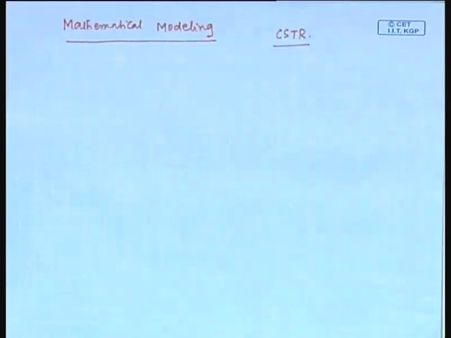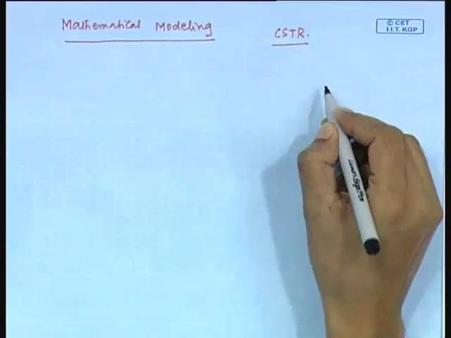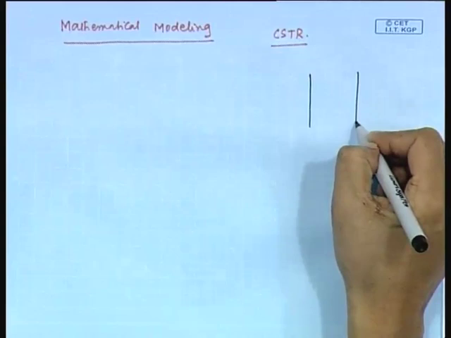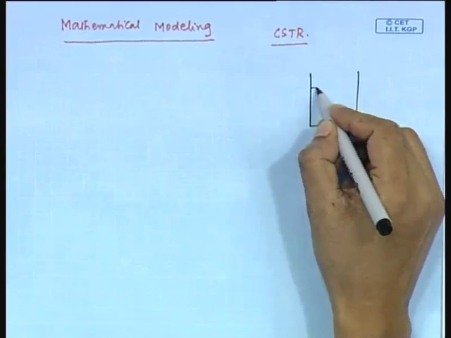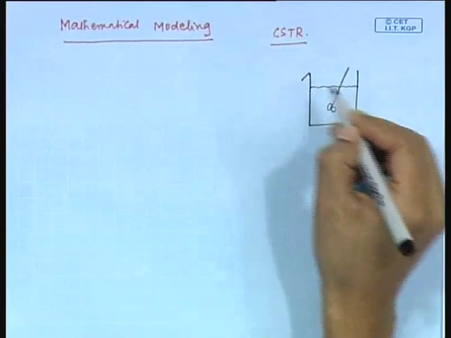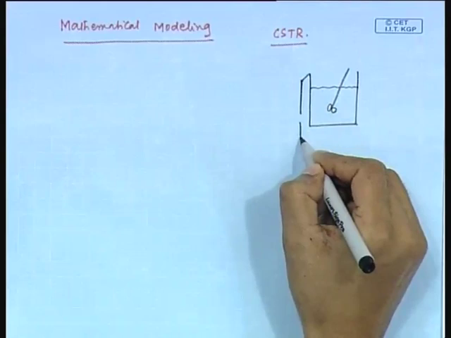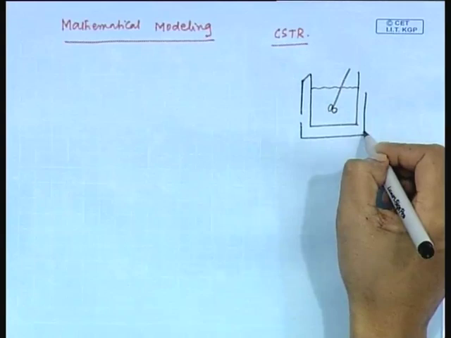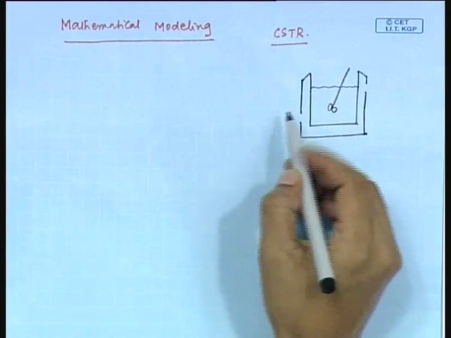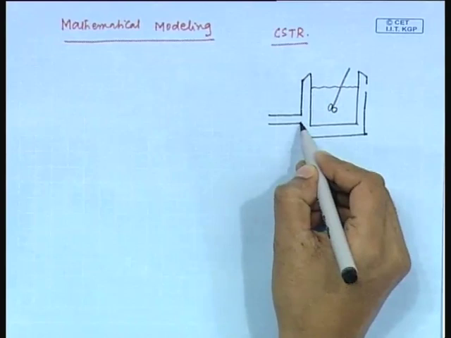This is a jacketed CSTR. This is a tank. This is a jacket. Now one medium is introduced here and that medium is coming out here.